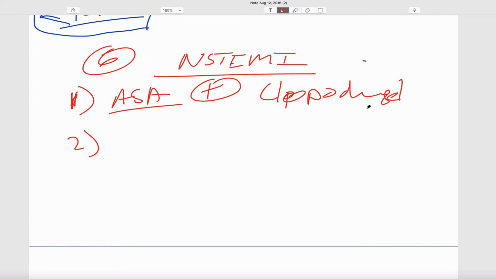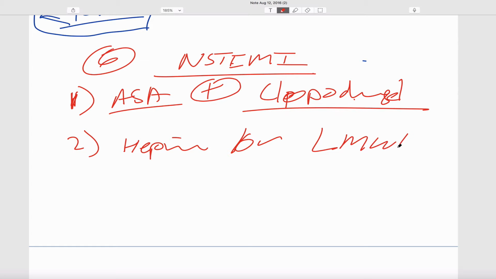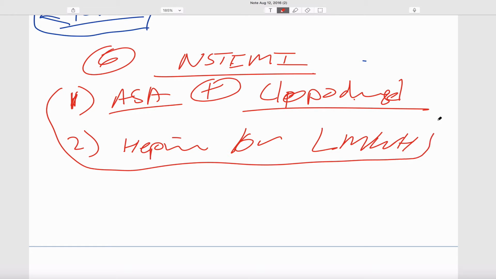So we're going to combine it with clopidogrel. Aspirin plus clopidogrel, that's going to be step number 1. Step number 2 is going to be our heparin or our low molecular weight heparin, or enoxaparin. So that's step number 2. This is time sensitive. These things need to happen quickly in the treatment of NSTEMI. So aspirin plus clopidogrel, or heparin or low molecular weight heparin or enoxaparin.